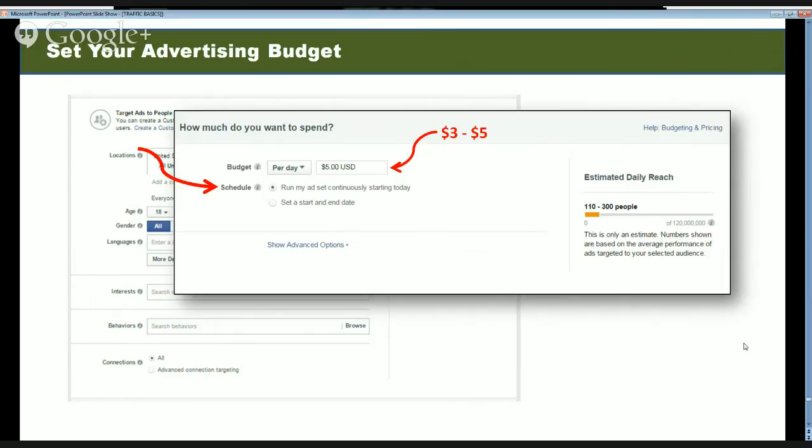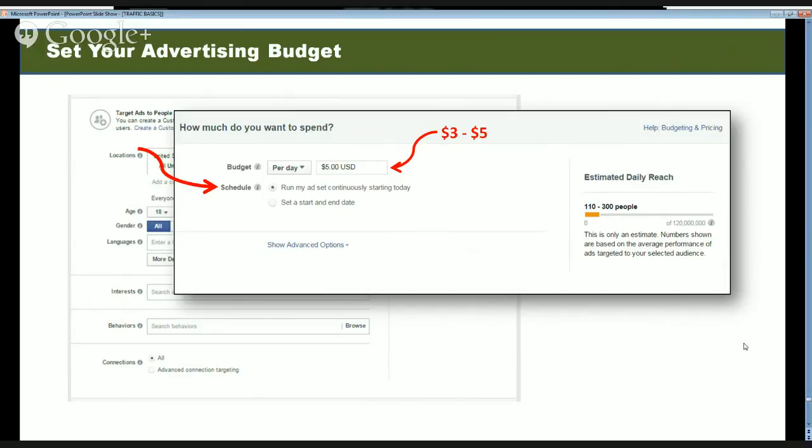$3 is going to be roughly $90 to $93. You could say $4 if you wanted to, so that's going to be closer to $120. $5 is going to be right around $150 a month. Just identify how much you want to spend, and Facebook will make sure you don't spend any more than that. As far as the schedule goes, just say to run it continuously.